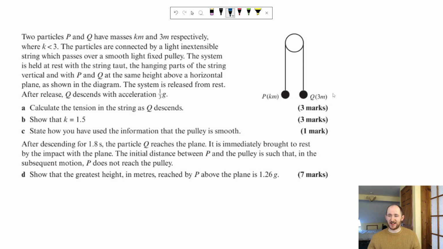You see what I mean? So they're between 10 and 14, sometimes even 15 marks, these questions. Pretty beefy indeed. But they give us a diagram, which is very nice of them. So which one's going to be accelerating downwards? Well, if we look out here, it says Q reaches the plane, so Q is heavier.